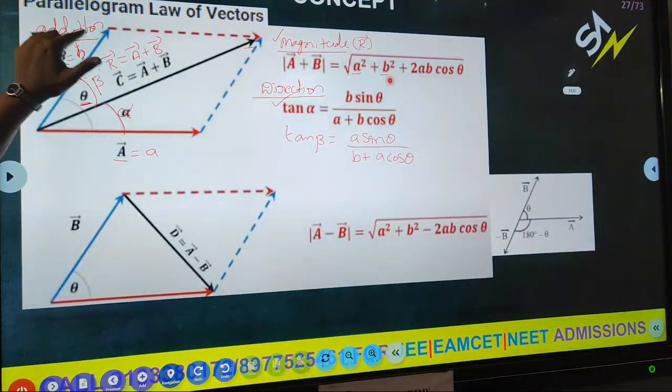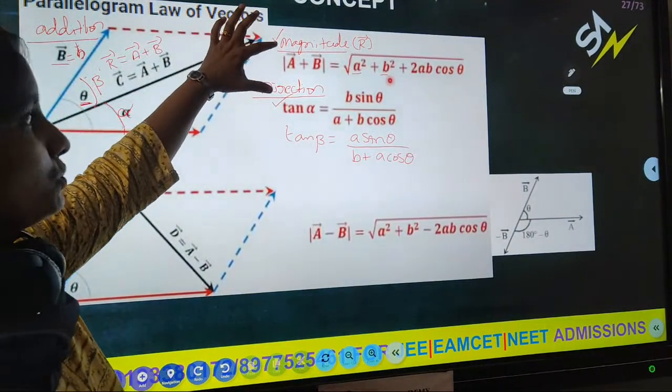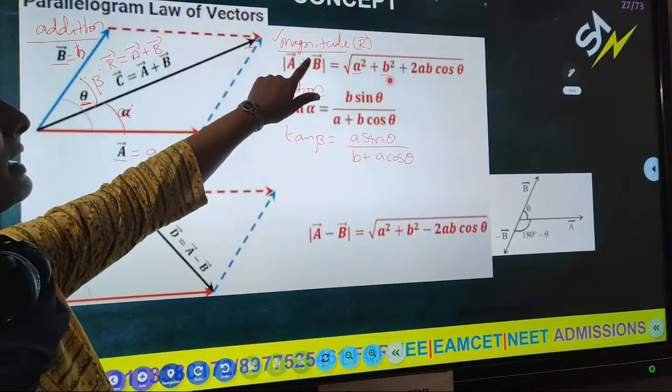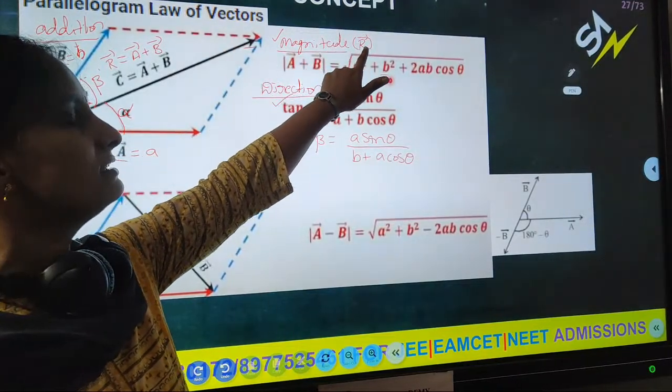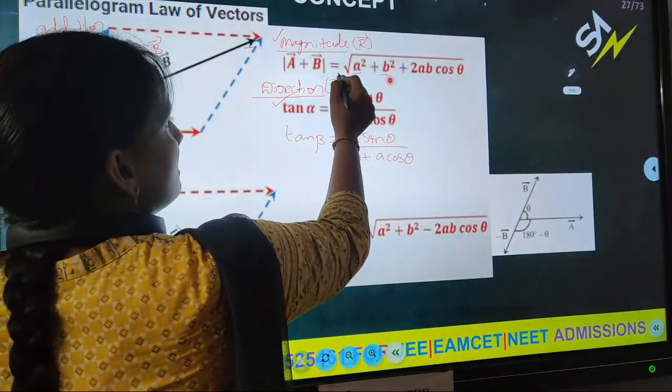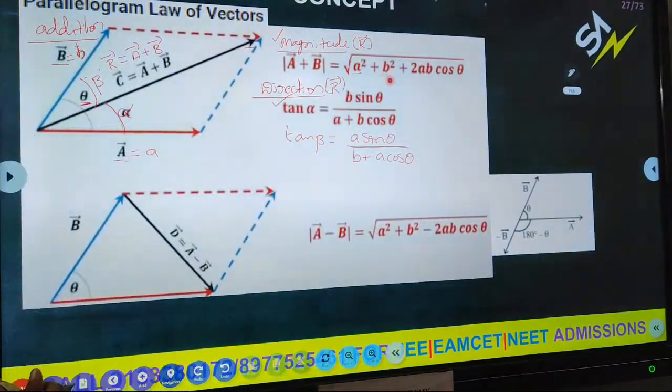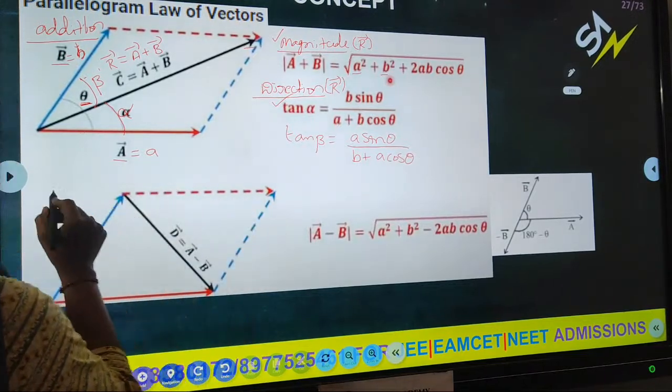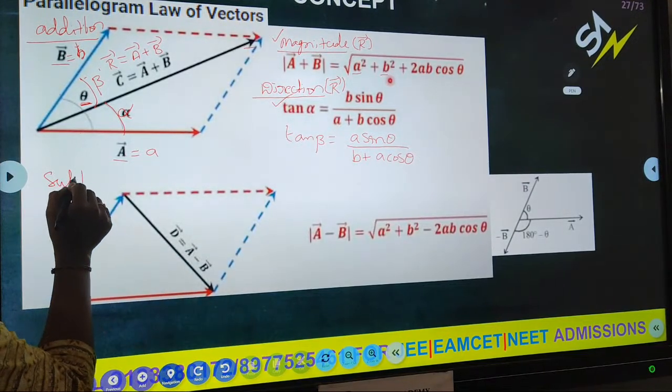So in the parallelogram law of vector addition, these two results are important: how to calculate the magnitude of the resultant and the direction of the resultant. Resultant vector is R bar. And let us see here about subtraction of vectors.